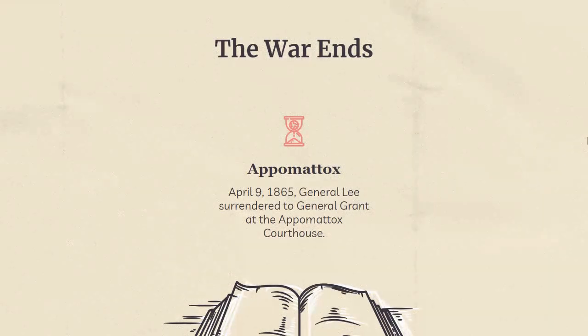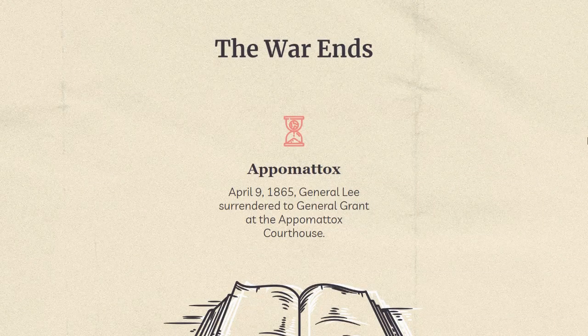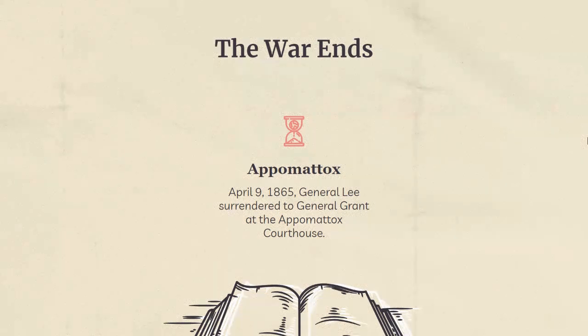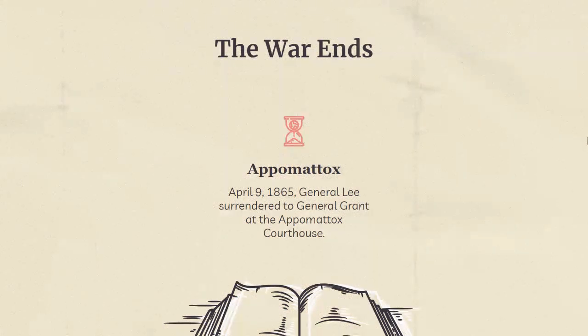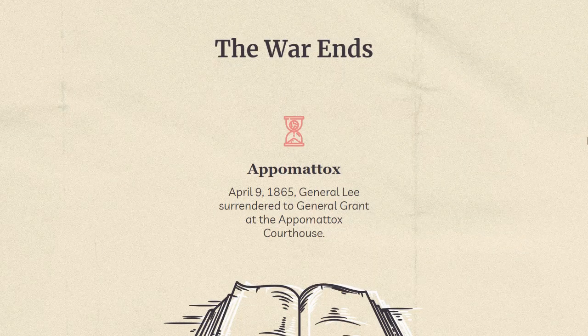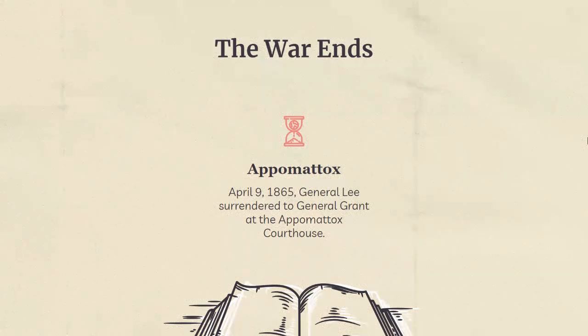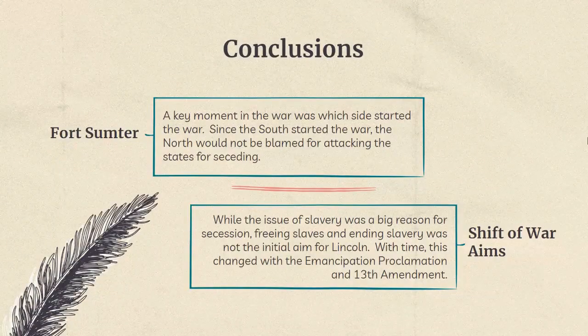Finally, the war comes to an end in 1865 at the Appomattox Courthouse, where General Lee from the South surrenders to General Grant. And in 1865, the war is done. Couple of conclusions to make note of. Fort Sumter, key moment, which we discussed at length. So Fort Sumter, the South starts the war.